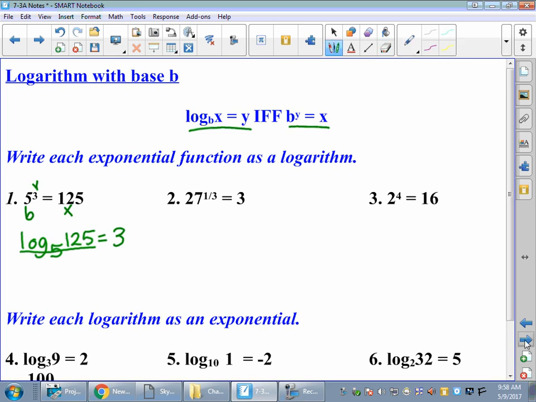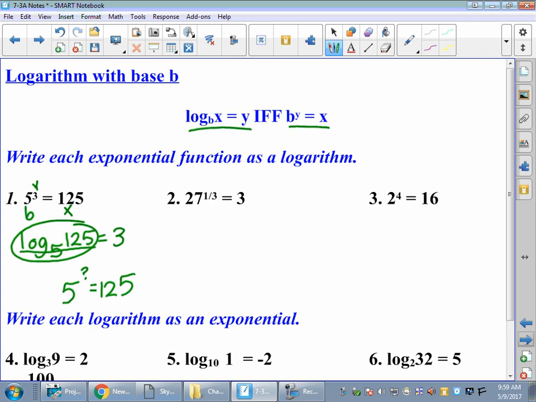What you are really saying when you write this down is, what number do you raise 5 to get 125? That's what a log asks. Remember, a log is describing the exponent. What would you raise the base 5 to get 125? And the answer is 3.